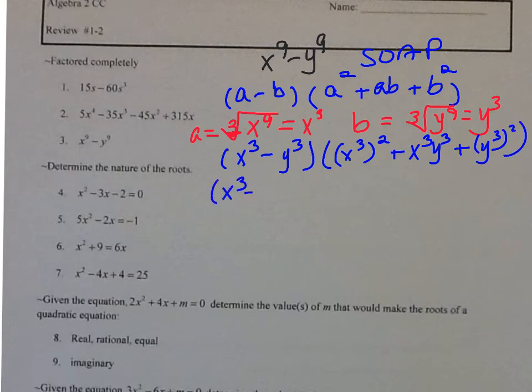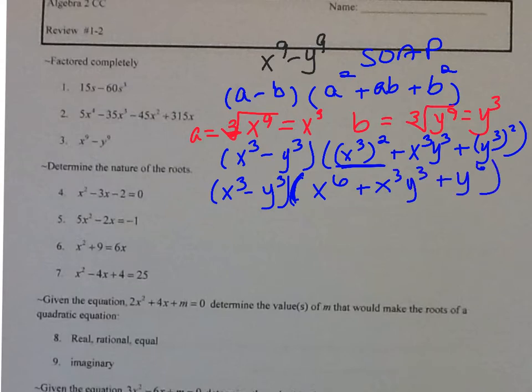X to the third minus y to the third times. Remember, when we have a power to a power, multiply the powers, so that's x to the 6 plus x to the third y to the third plus y to the 6th power. Now I notice here, this is perfect cubes again, so you have to factor that again. It's going to be the same formula since it's minus.